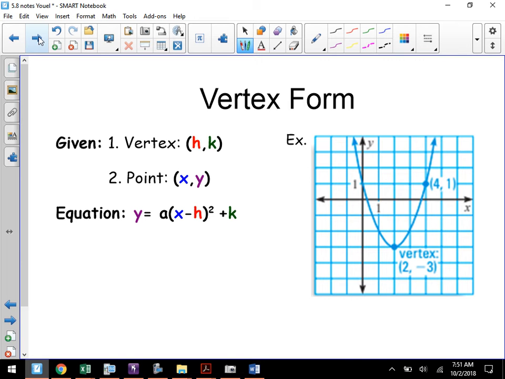In vertex form, you're given a vertex of a graph, and you should know it's labeled here, the axis of symmetry of a parabola. And you're given a point, x and y. In the vertex equation, the vertex is given as h and k, and the point is given as x and y, just like normal. And then here's the equation: y is equal to a times (x minus h) squared plus k.